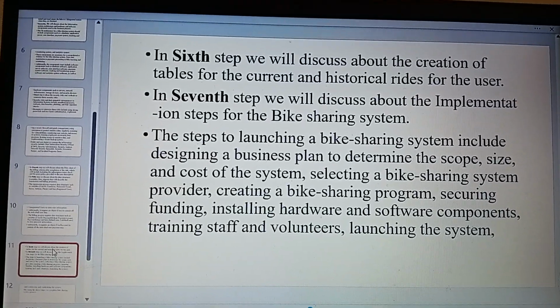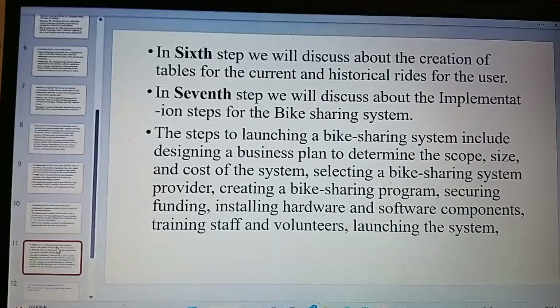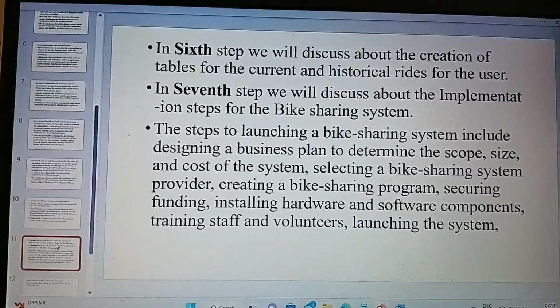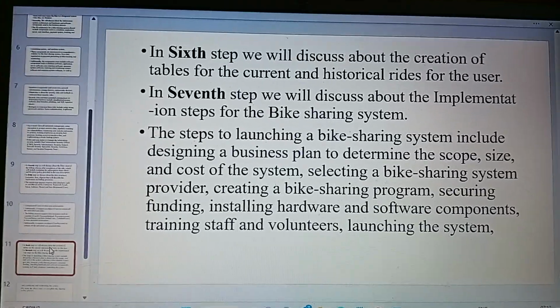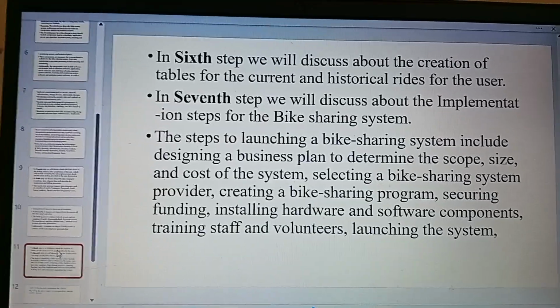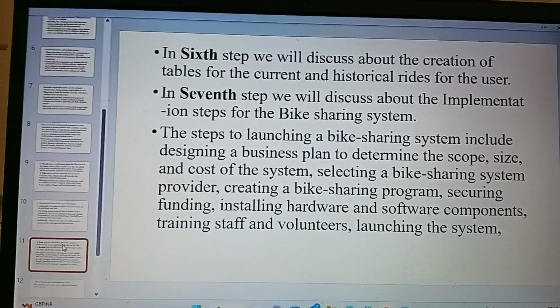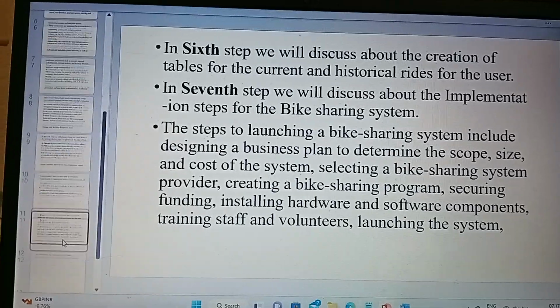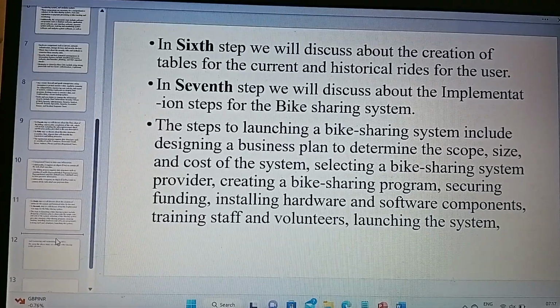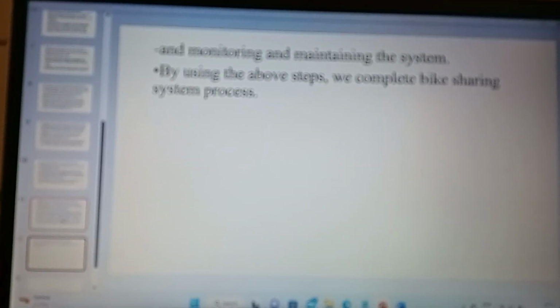In the seventh and final step, we will discuss the implementation steps for the bike sharing system. The steps to launch the bike sharing system include designing a business plan to determine the scope, size, and cost of the system, selecting a bike sharing system provider, creating a bike sharing program, securing funding, installing hardware and software components, training staff and volunteers, launching the system, and monitoring and maintaining the system.